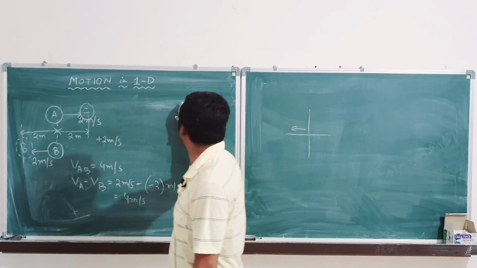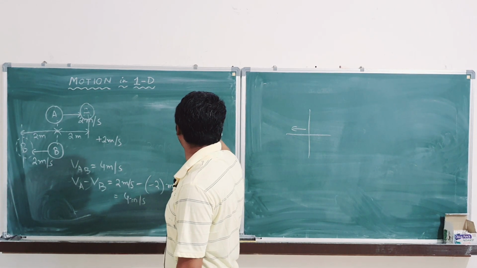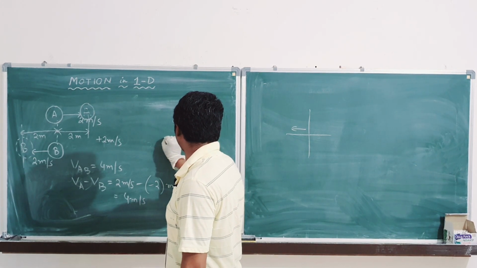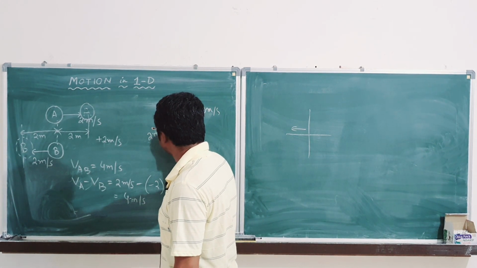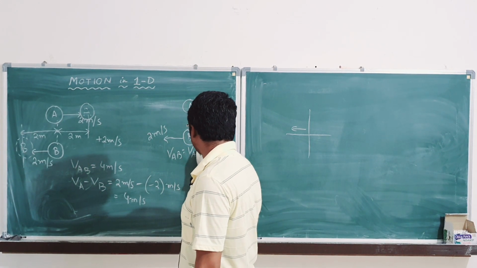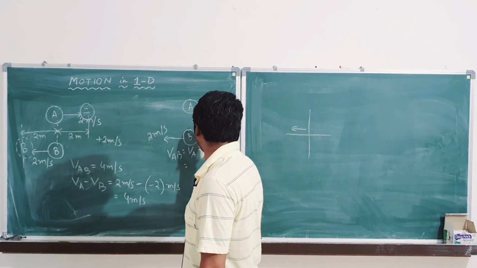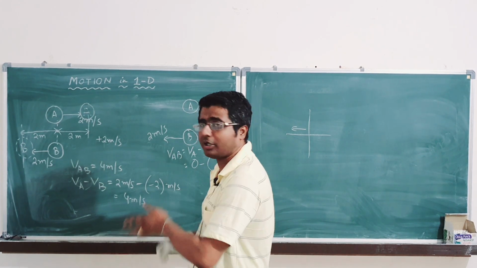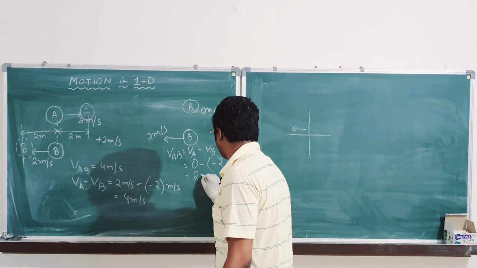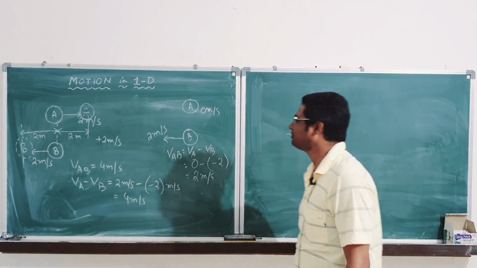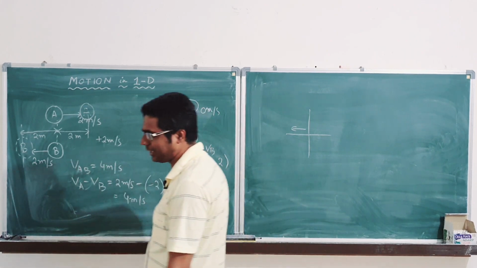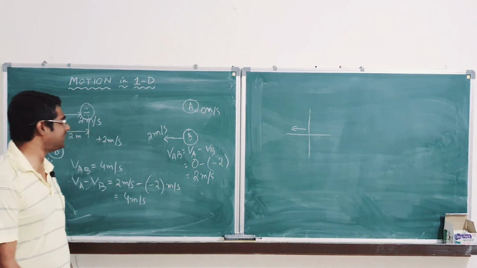Let's take another example. This time A is not moving, 0 meter per second. B is moving, 2 meter per second. What will be VAB? Formula VA minus VB, correct? VA is 0 minus VB on the negative side, so minus 2. So 2 meter per second. Clear? 2 meter per second. I hope this is absolutely clear at this moment. So can you understand one thing?